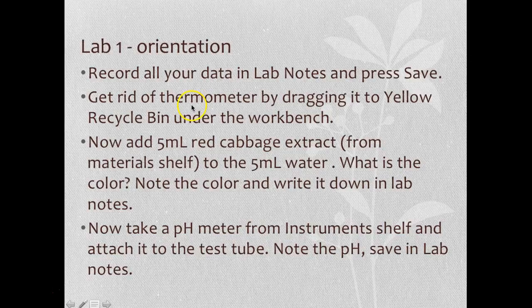Okay. So the experiment starts with adding 5 ml of red cabbage extract to 5 different test tubes. All right. So the first test tube has water, the next is acetone, and so on. Okay. So you'll be noting the colors. Write your notes down in your lab notebook, and then you'll be attaching a pH meter to each of those test tubes from the instruments shelf. All right. So now you have a color as well as a pH number that corresponds to each solution as you're adding to those test tubes.